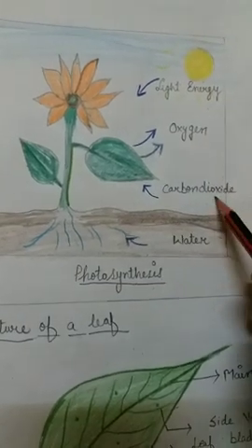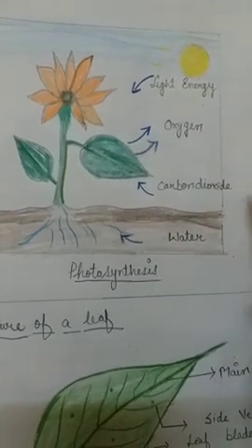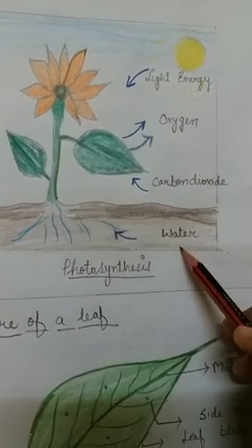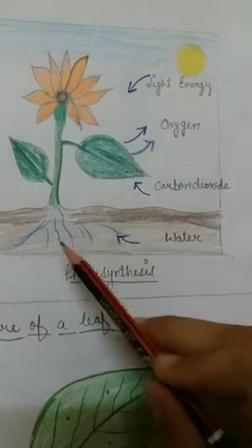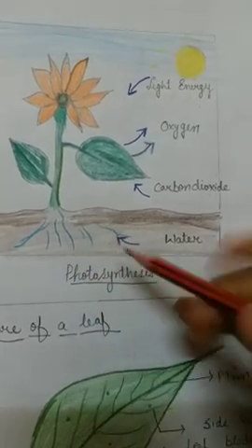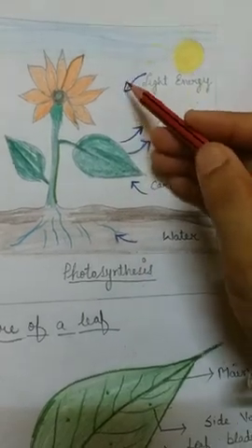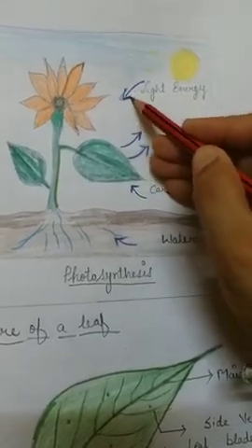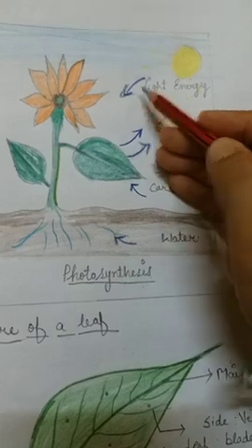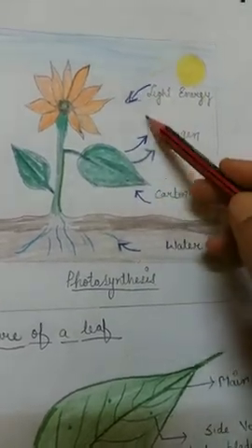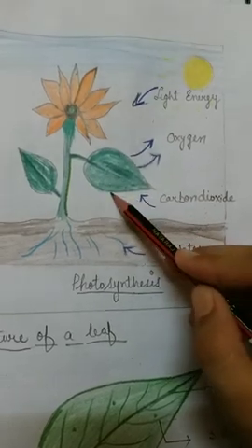Second is the carbon dioxide which will come from the air. The third one is the water which the plant obtains from the soil with the help of the roots. All three arrows are pointing towards the plant, because all these three things are needed by the plant to prepare its food.